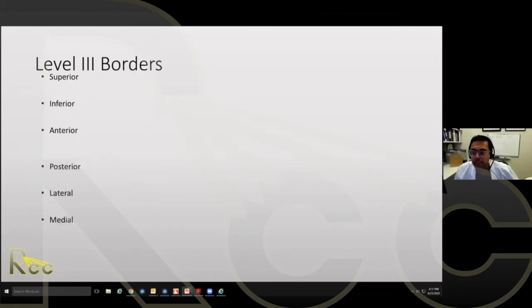So let's get into a little bit of interaction here. I'm just trying to look at, can I just call on folks that I have listed here? Yeah, or Rochelle maybe can also help. Yes. Okay, so who wants to tell me what the superior border for level 3 is?